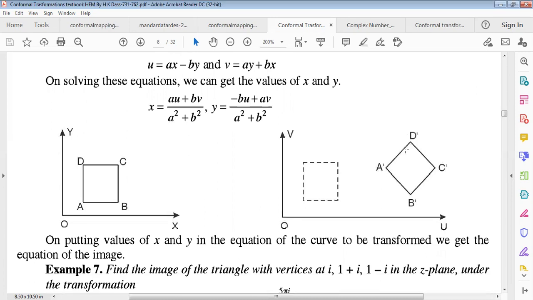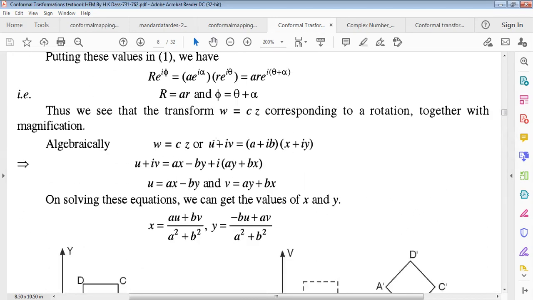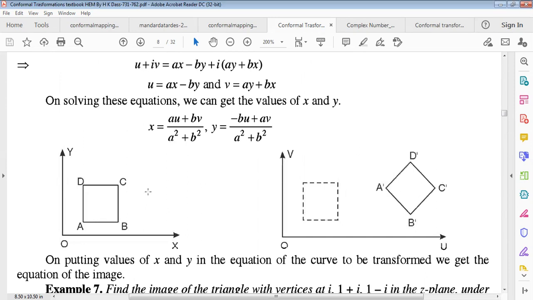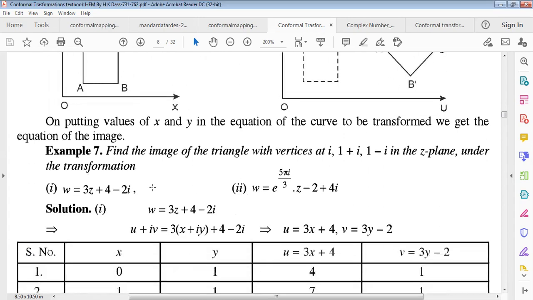Okay, this is actually the theory for magnification and rotation, and the geometrical shape will be this, and this is also the geometrical interpretation. Now with an example we will understand it better.